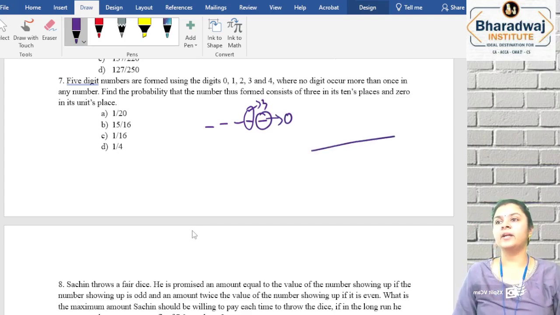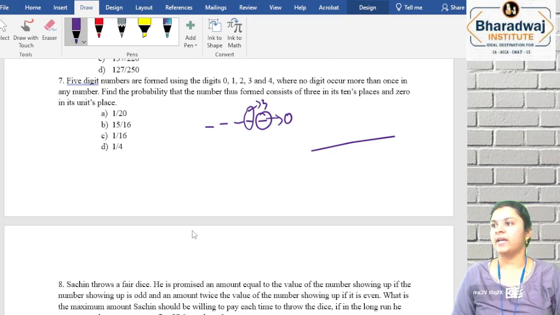What is the denominator? 5 digits can arrange themselves in 5 factorial ways.